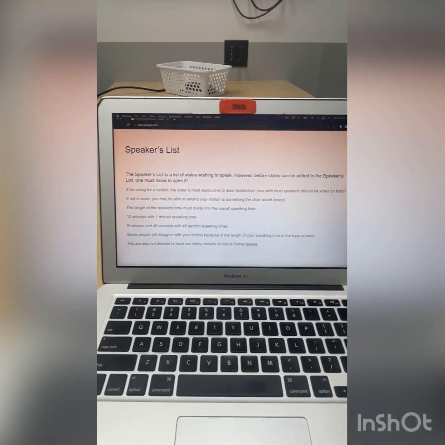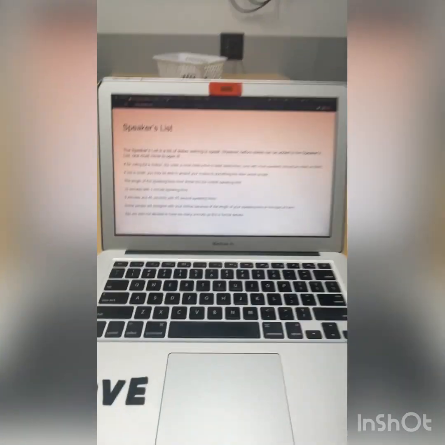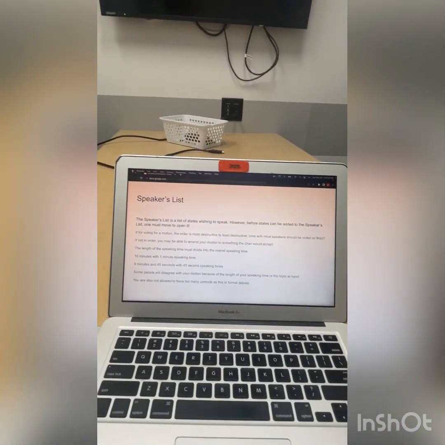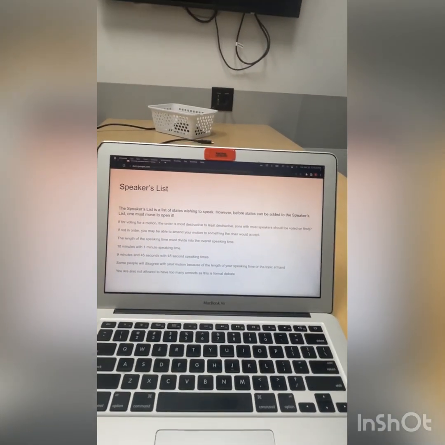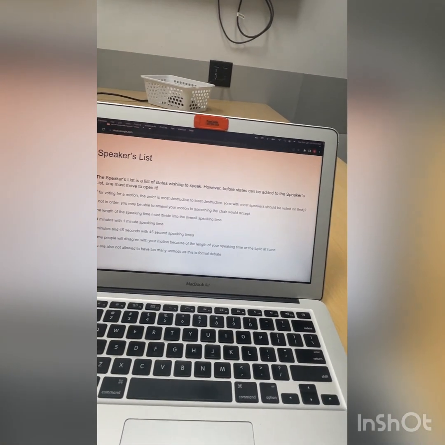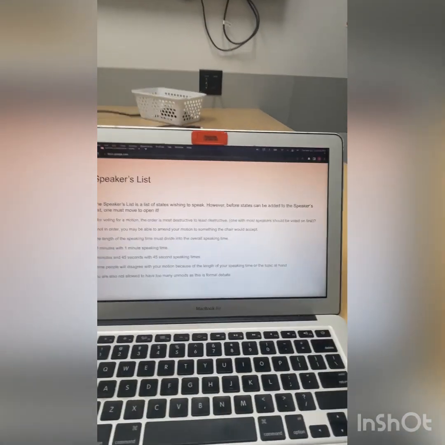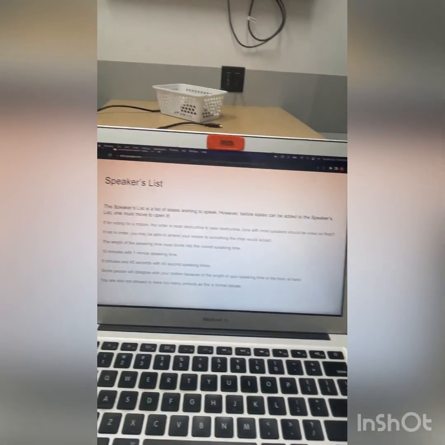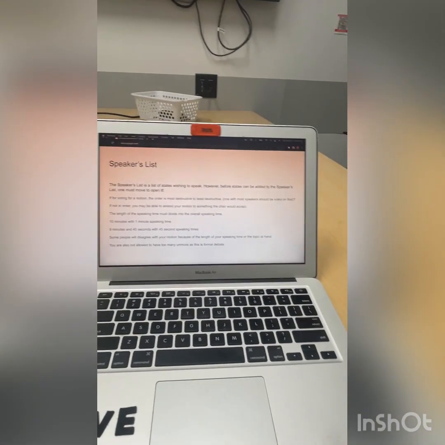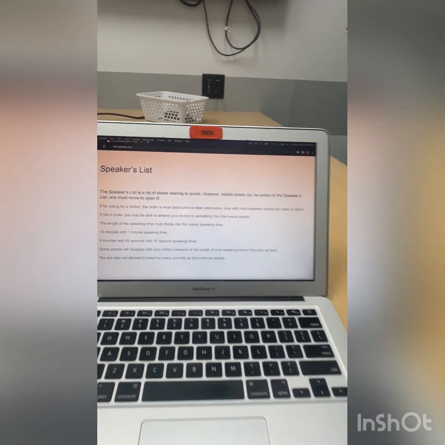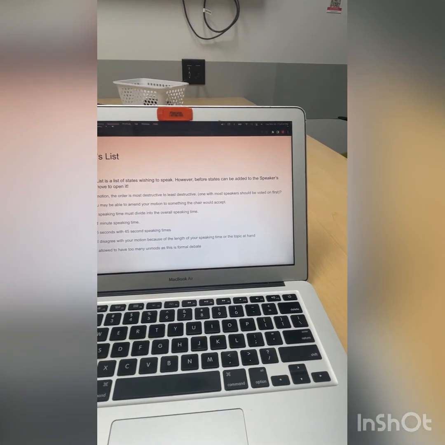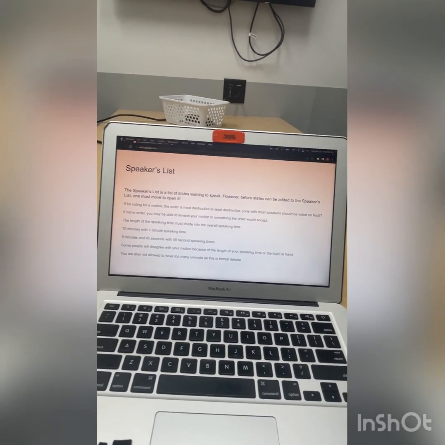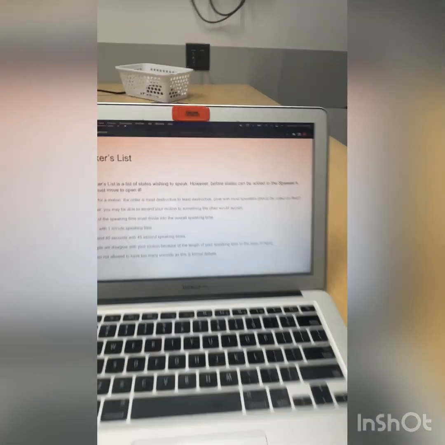So yeah, the speakers list. Very important thing. The speakers list is the list of member states that are wishing to speak. However, before you can be added to the speakers list, you have to open it first in debate. You have the motion to open it. If you're running a motion, the order is from most restrictive to least restrictive. So the one with the most speakers should be voted on first. It's also called most restrictive.